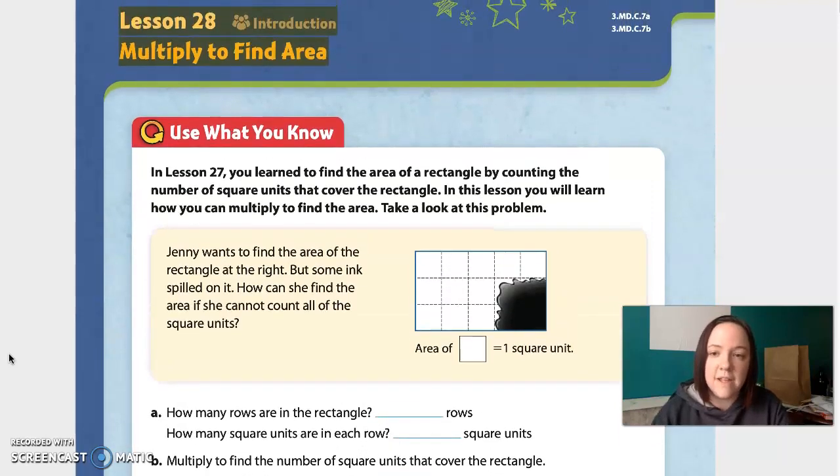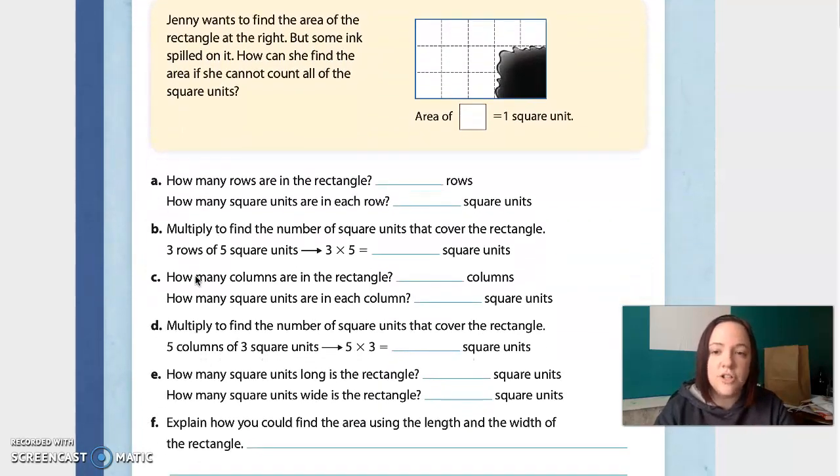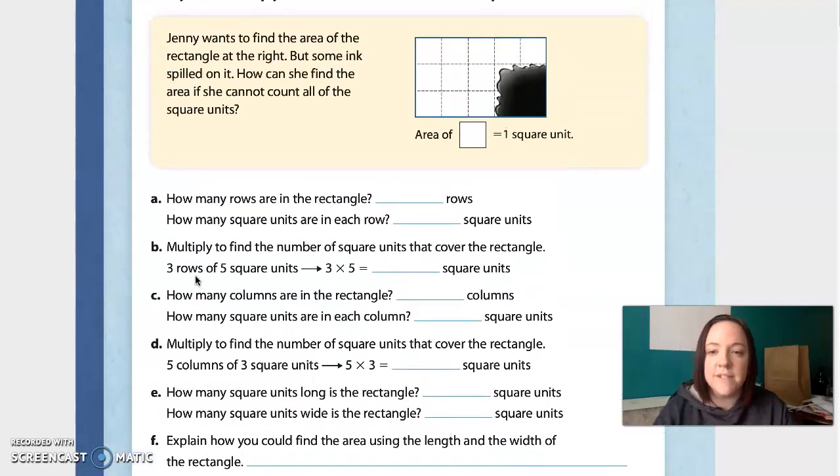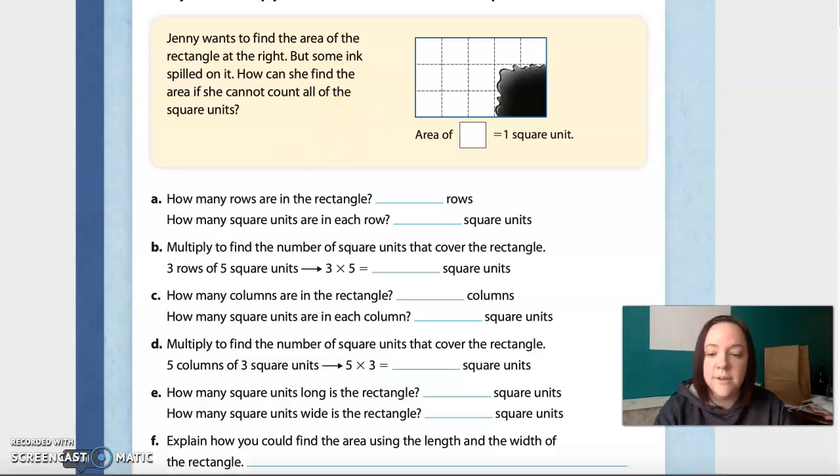So for math, it was lesson 27, area. In lesson 27, you learned to find the area of a rectangle by counting the number of square units that covered the rectangle. And in this lesson, you're going to find out how to multiply to find the area. Just like in this problem, where it says Jenny wants to find the area of the rectangle at the right, but some ink spilled on it. How can she find the area if she cannot count all of the square units?